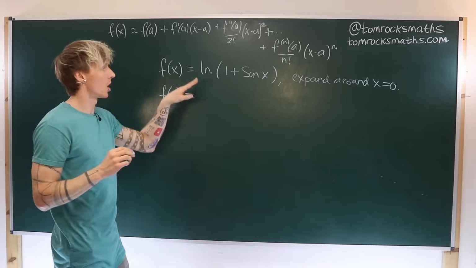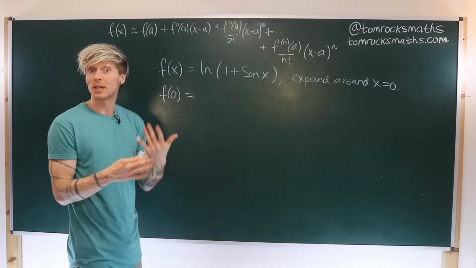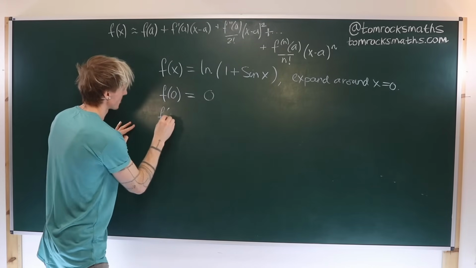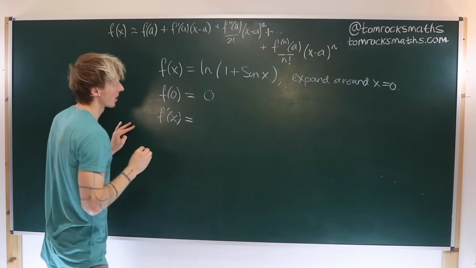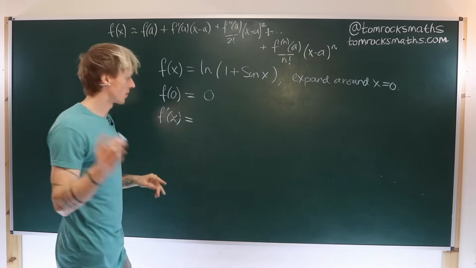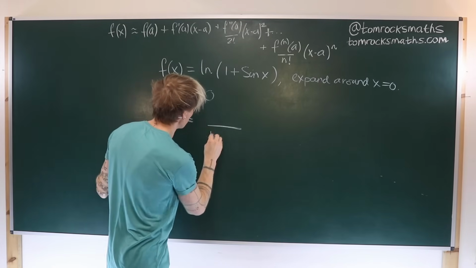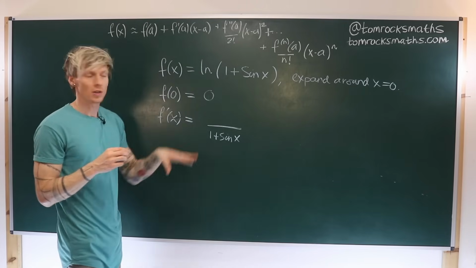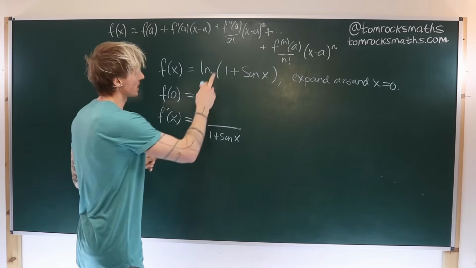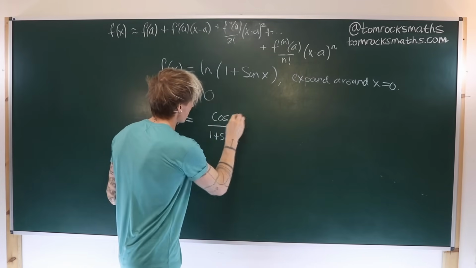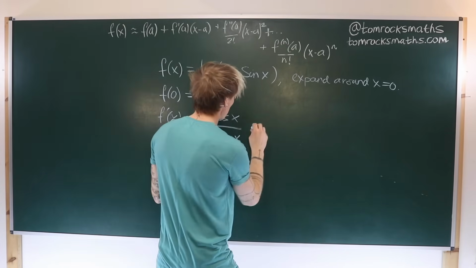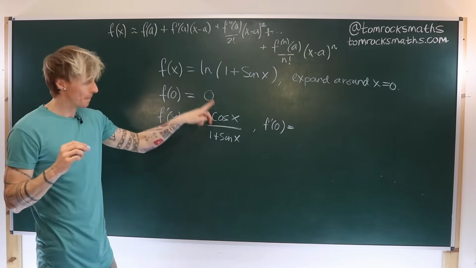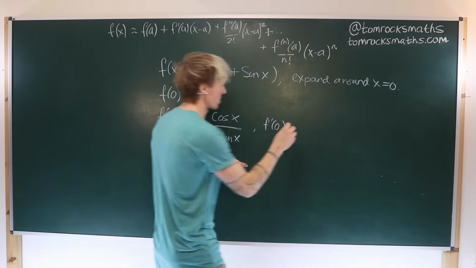So here this is log of 1 plus sine of 0. Sine of 0 is 0. So that's log of 1, which is 0. Now we need some derivatives. So f prime of x. We have log of a function. So for the derivative, we do 1 over the function, 1 plus sine x. And then we differentiate the thing inside the log. So the derivative of sine x gives me cos x. Now we want to know what is f prime at 0. So cos of 0 is 1, sine of 0 is 0, so that's just 1.